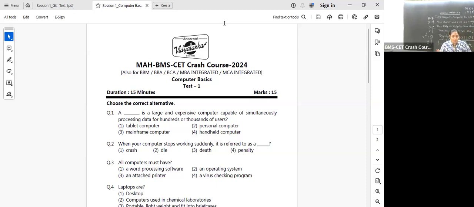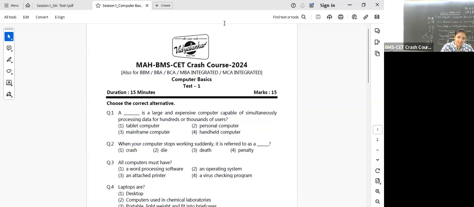Okay, next one. When your computer stops working suddenly, it is referred to as a dash. Crash. My laptop is on, somebody turns off the button. What happens? Crash. Yes, online, you're correct. My system dies, my system crashes. If you don't say crash, then what is the other option? Die. So my system crashes.